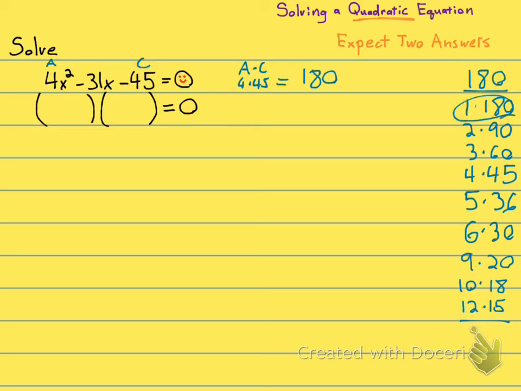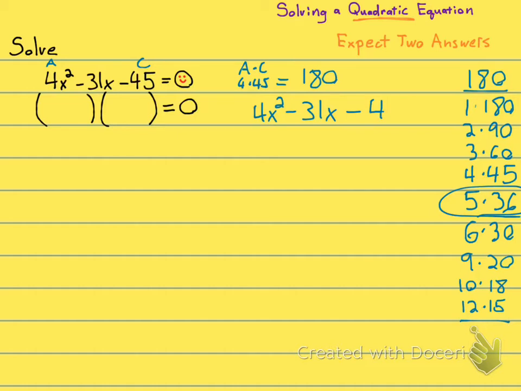Now I'm going to use one of these pairs to split up my middle term and then factor by grouping. So when I'm looking at these pairs, I'm asking which ones are going to subtract to give me 31. Okay, and it's right here, 5 and 36. So 5 times 36 gives me 180, and 5 minus 36 gives me a negative 31. Okay, let me rewrite this trinomial, and we will do our factoring over here. 4x squared minus 31x minus 45.